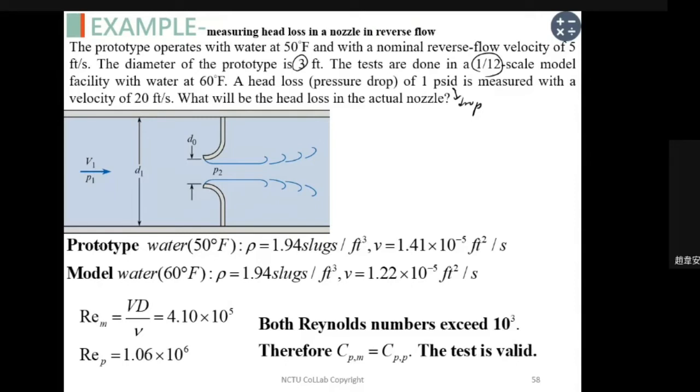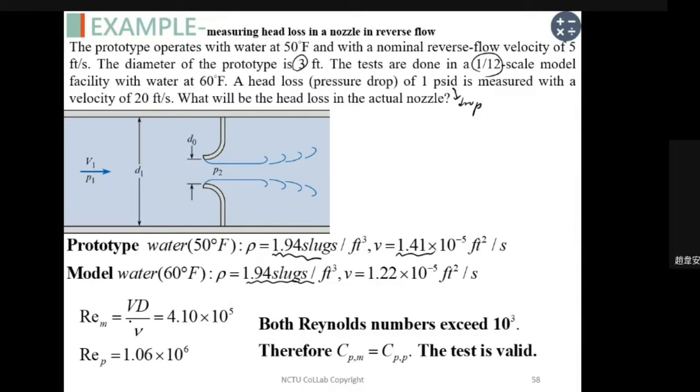So we know that the condition for the prototype is water at a temperature of 50 degrees F. So we have the density here, and the kinematic viscosity is 1.41 multiplied by 10 to the minus 5 power. And the model, because we have different water temperatures, is at 60 degrees F. Then we see that the density is the same, but a little bit different for the kinematic viscosity, 1.22 multiplied by 10 to the minus 5 power.